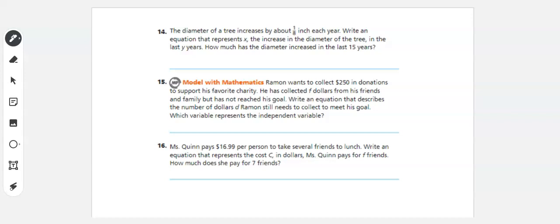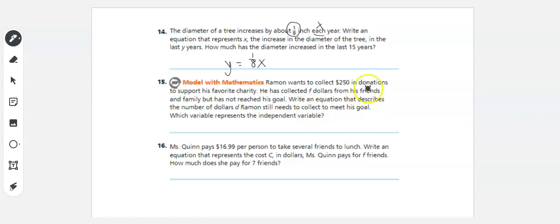14. The diameter of the tree increases about 1/8 inch each year. So 1/8 each year, multiplying. We're going to write an equation that represents x, the increase in the diameter of the tree in the last y years. So we have x equals 1/8y. Remember, we're multiplying, so we're just going to snatch that 1/8 right to the letter because a letter and a number next to each other is multiplication.